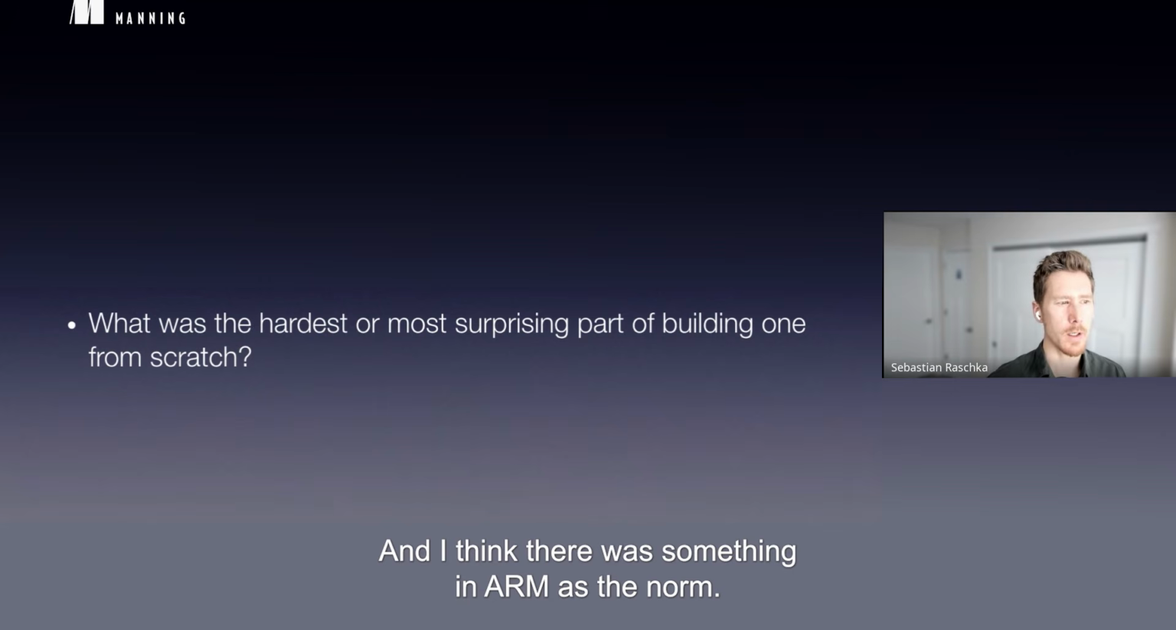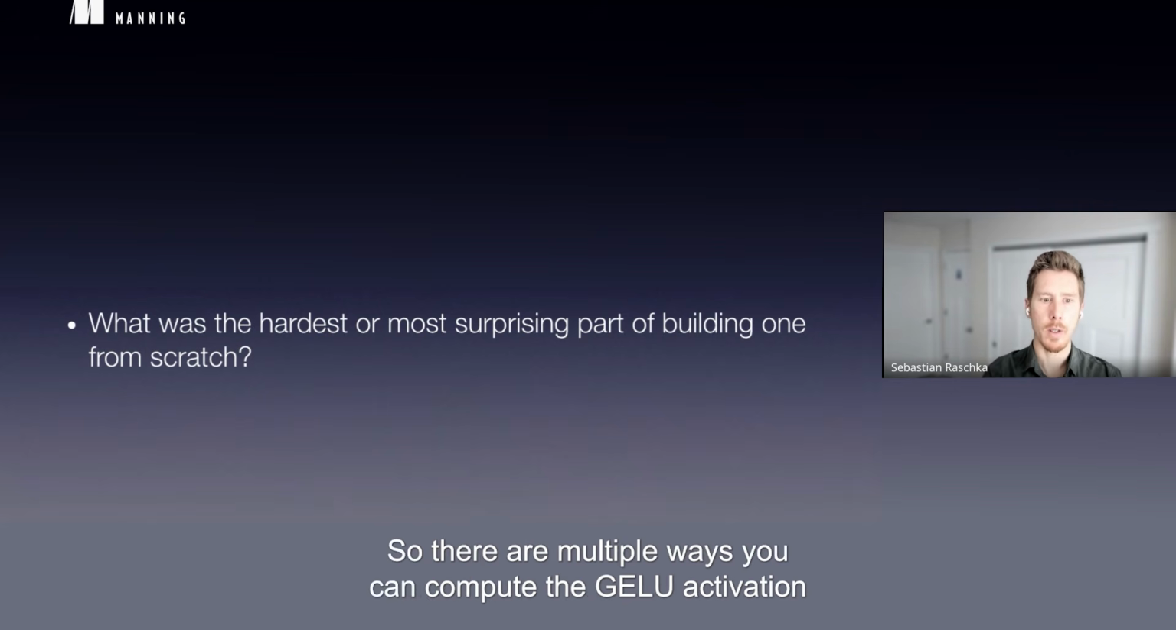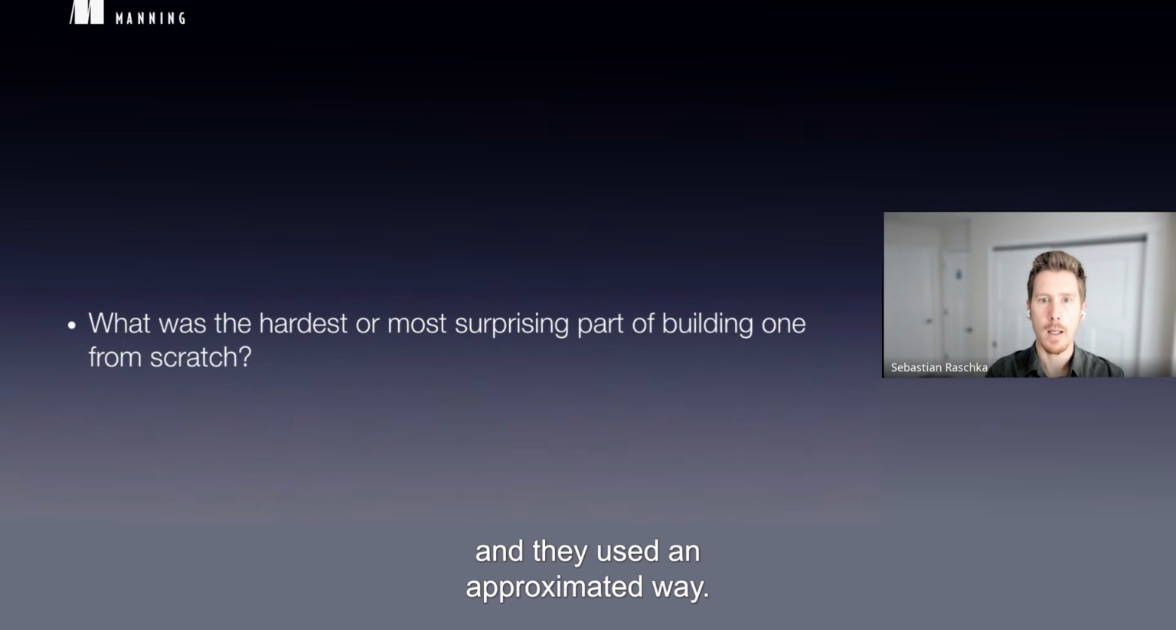And I think there was something in the RMS norm. No, I think that was the GELU activation. So there are multiple ways you can compute the GELU activation, and they used an approximated way. And I think they did that because it was computationally cheaper back then.